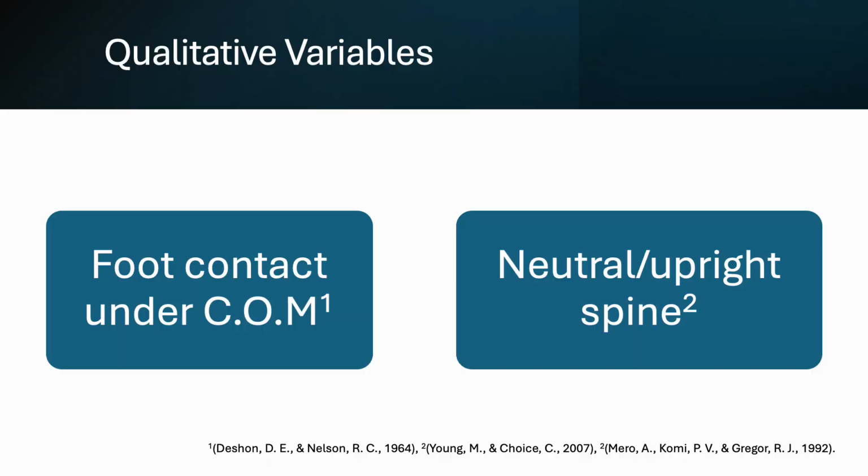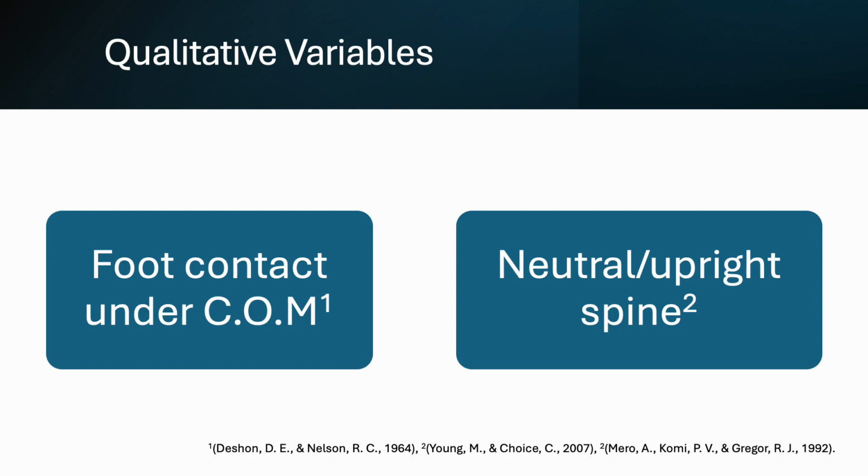For qualitative variables, we've got 2: foot contact under center of mass and a neutral upright spine. A foot contact under center of mass, essentially this minimizes braking impulse applied at touchdown. And braking impulse is highly inversely related to maximal velocity. Deshawn and Nelson, 1964, support this by saying the primary reason for a decrease in running velocity is horizontal distance between first contact and center of gravity at touchdown.